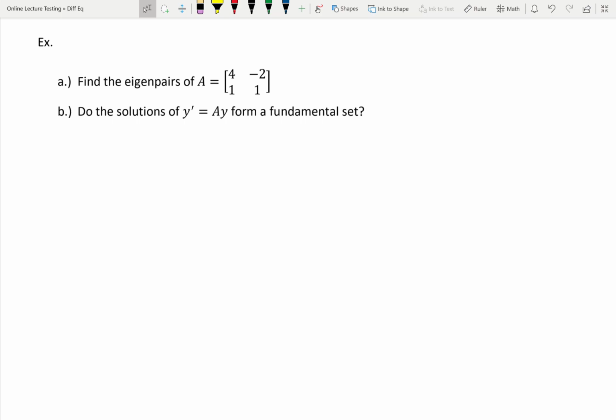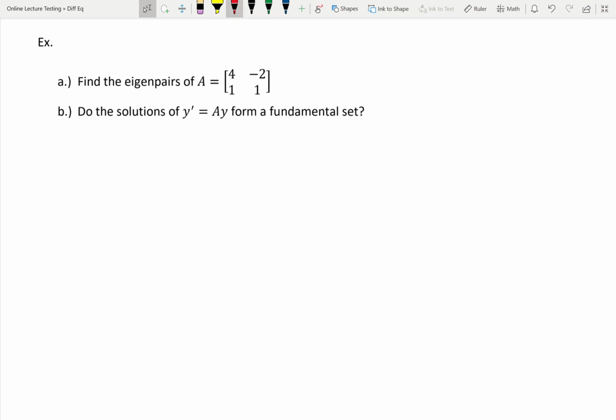So part A, find the eigenpairs of A equals [4, -2; 1, 1]. Very straightforward 2 by 2 matrix. And then the next part is, do these solutions of y prime equals Ay form a fundamental set? So what do we have to do for that? Well, we have to look at the Wronskian. There are some nice things that we can get from this, and we're going to talk about that.